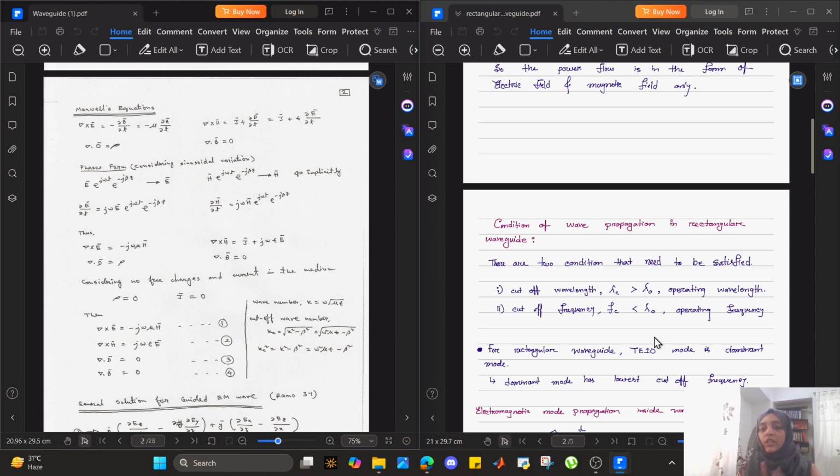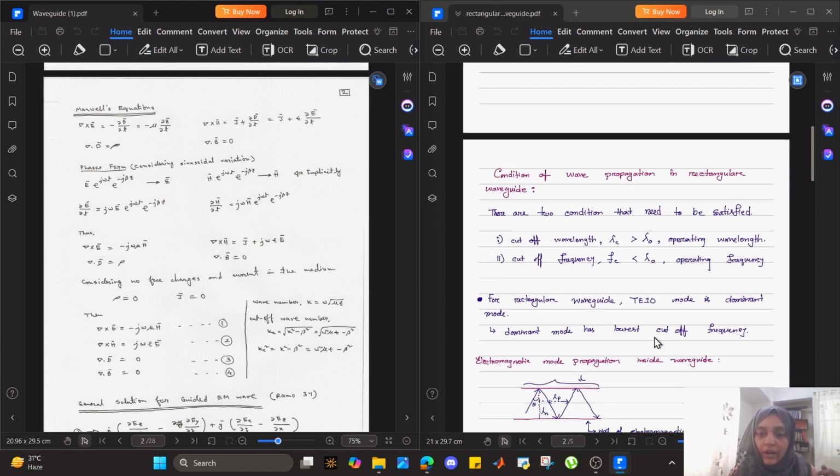The first point is that the cutoff wavelength has to be greater than the operating wavelength. That means the cutoff frequency has to be less than the operating frequency, because wavelength and frequency are inversely proportional. For a rectangular waveguide, the TE10 mode is the dominant mode, the mode that has the lowest cutoff frequency.